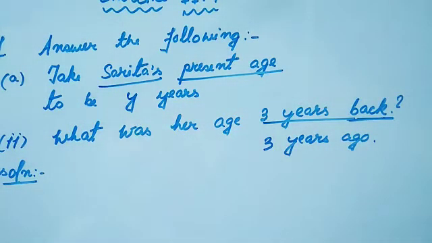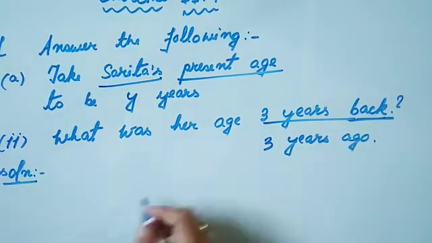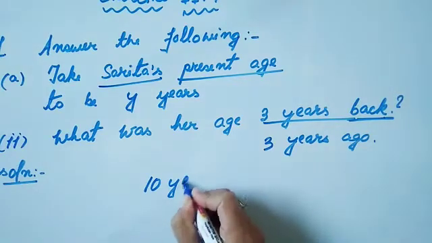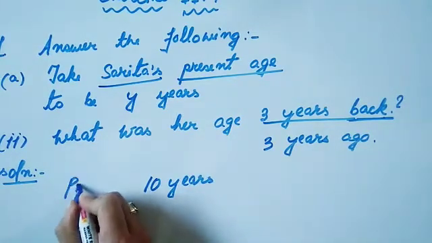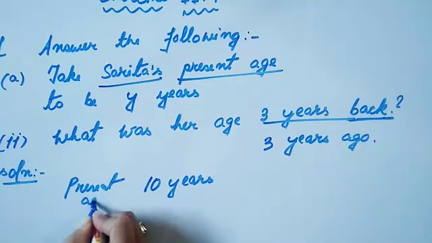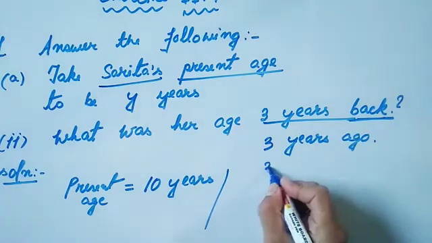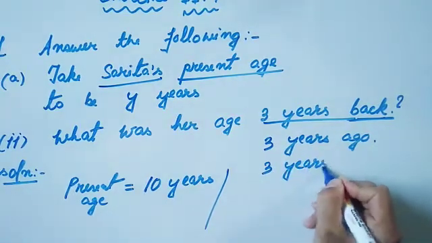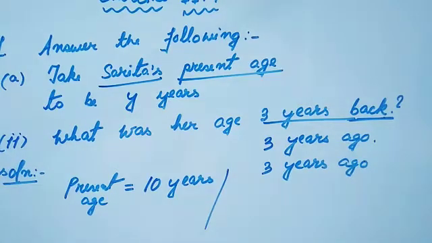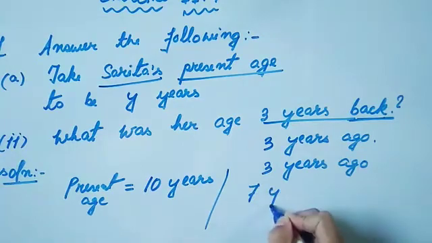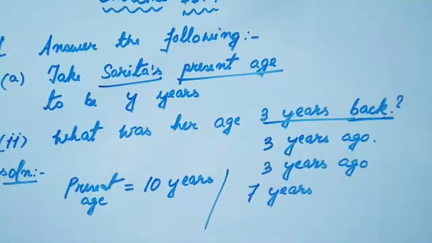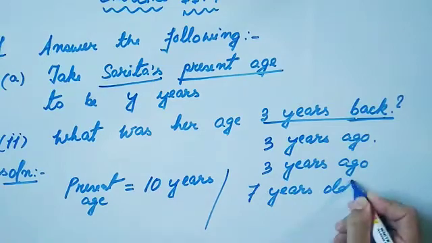Understood? So before we solve this question, let me give you one example. Let us suppose that your present age now is 10 years. And if I ask you, what was your age 3 years ago? You'll say your age 3 years ago was 7 years. You were 7 years old.